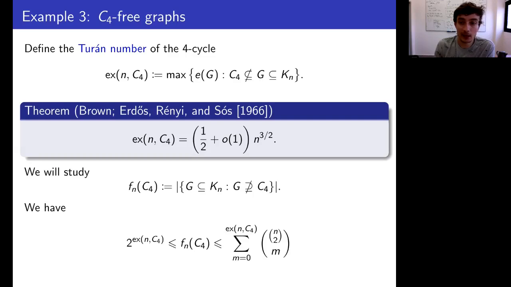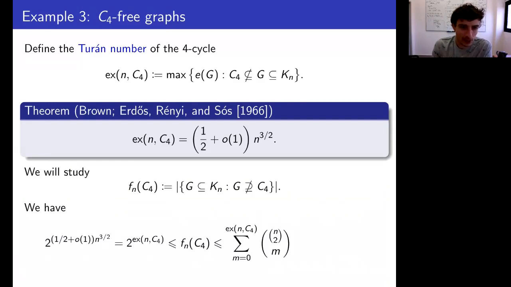Now, applying a reasoning similar to the reasoning in the first slide, where we estimated the number of independent sets, note that being C4-free is a monotone property in the sense that every subgraph of a C4-free graph is also C4-free, which means that we have at least 2 to the power of the Turan number of such graphs. On the other hand, by the definition of the Turan number, each such graph has at most ex(n, C4) edges. And therefore, we get this upper bound of n choose 2 choose m, which we sum over all possible values of m.